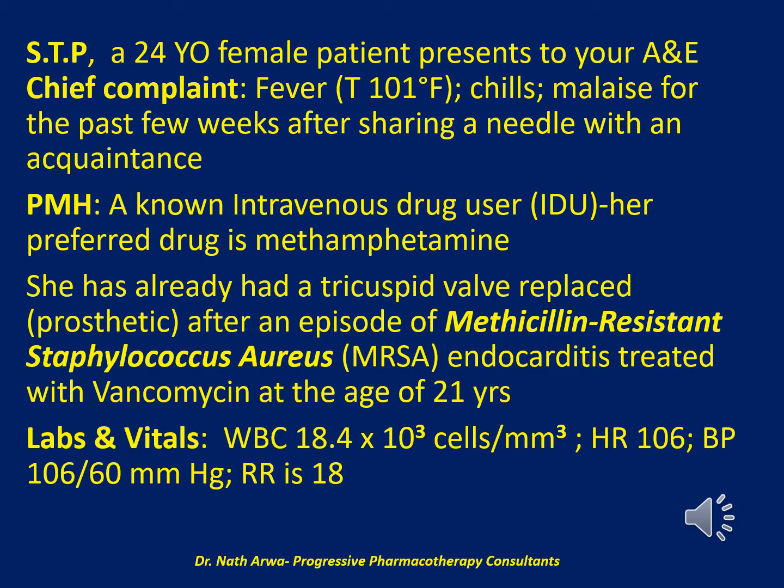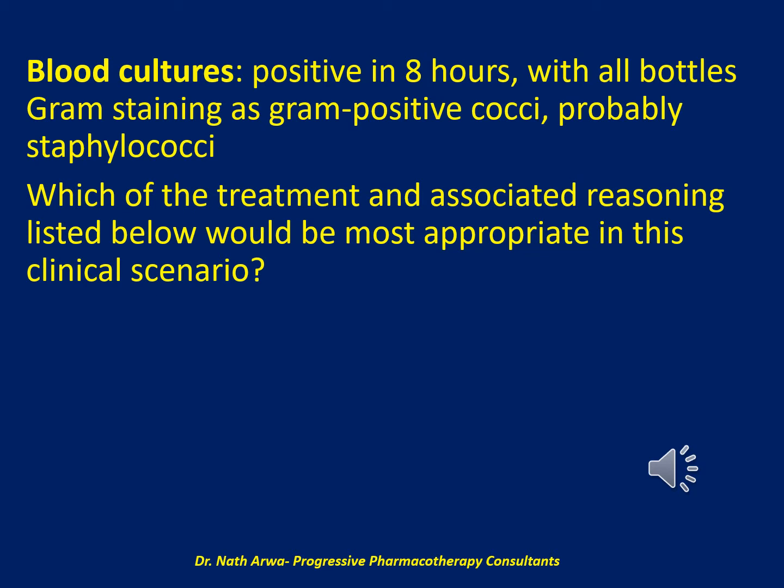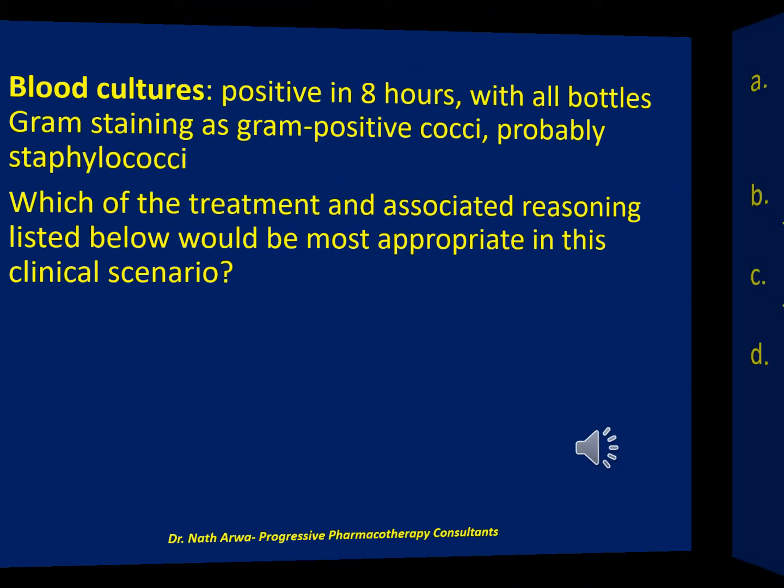Her pertinent labs and vitals include a WBC of 18.4 times 10 to the power 3 cells per cubic millimeter, a heart rate of 106 beats per minute, a blood pressure of 106 systolic over 60 diastolic, and a respiratory rate of 18 breaths per minute. Her blood cultures turn positive in 8 hours, with all bottles reporting gram-positive cocci, probably staphylococci. So my question to you is, which of the treatment and associated reasoning listed below would be most appropriate in this clinical scenario?